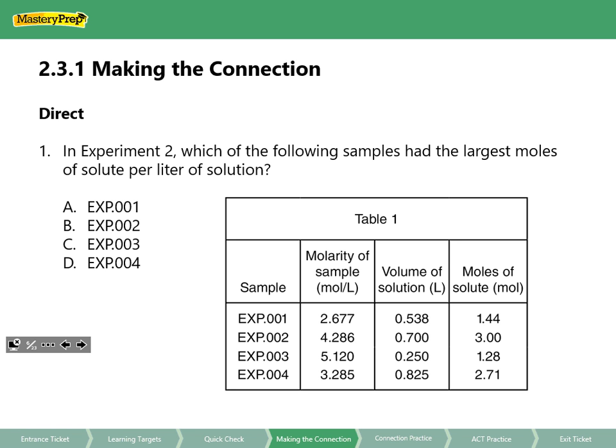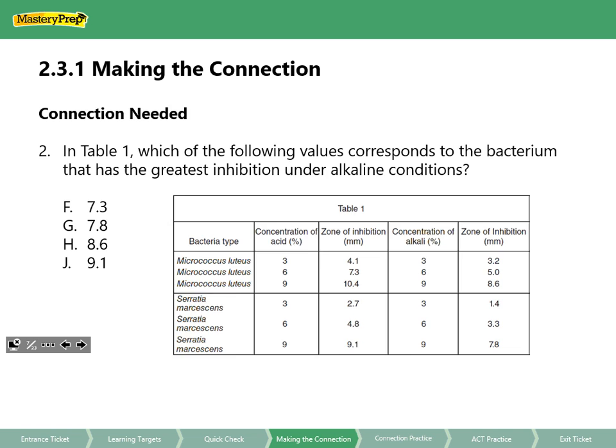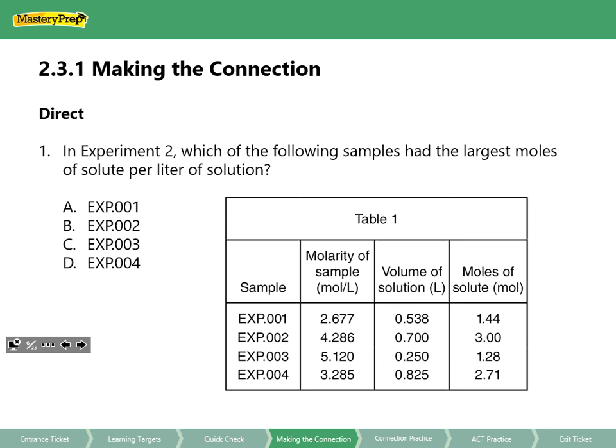So which one has the biggest value? EXP.003, because it's the biggest value, yes? This is what we would call a direct connection, because we look straight to the molarity sample, mole per liter. And I look down here, well, 5.12 is the biggest value, so that's the answer. That's all we have to do for this here. So the correct answer for this here is C.